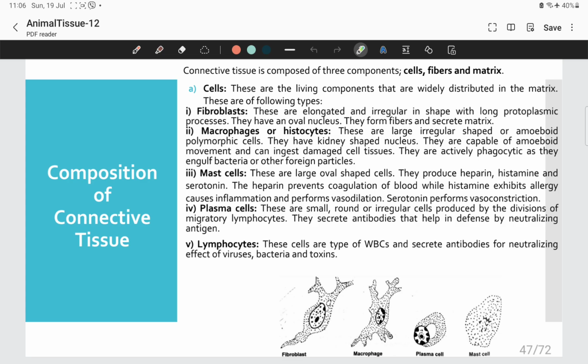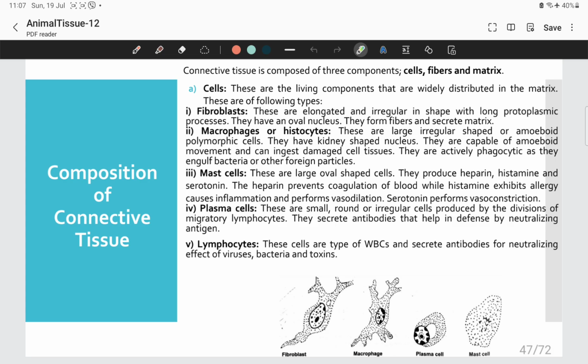The fourth we have is plasma cells. These are small, round, irregular cells produced by the division of lymphocytes. Lymphocyte is a kind of WBC, and it secretes antibodies. When you talk about antibodies, of course, it is related to the immune system. So it helps to defend our body by neutralizing different antigens.